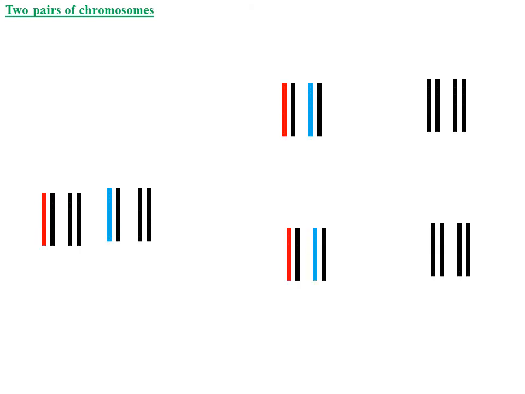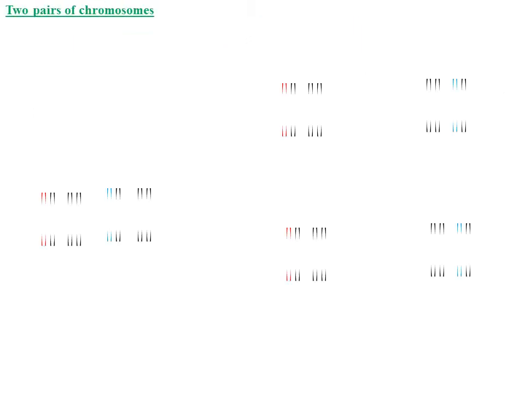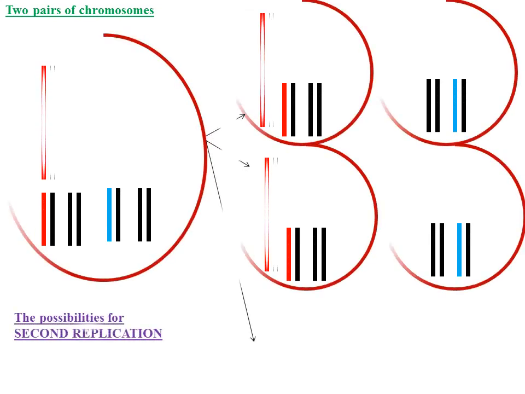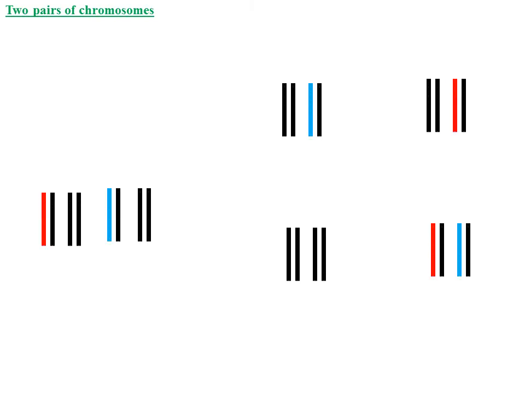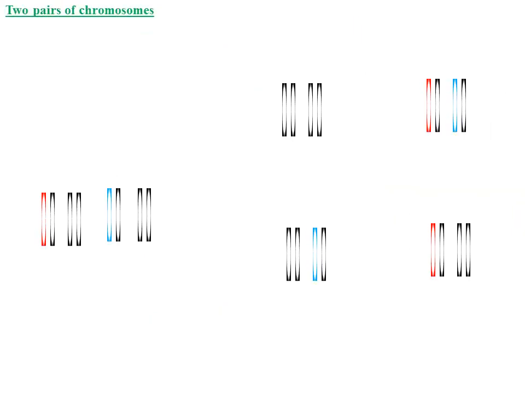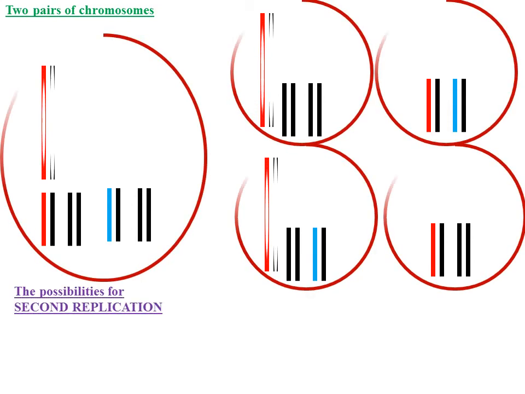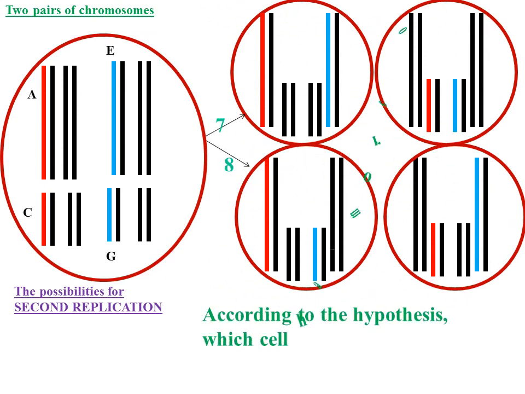The possibilities of chromosome distribution into the two daughter cells in the second replication are 8 possibilities, generating 16 possible daughter cells. According to my hypothesis, which cell has more potential to become a stem cell?